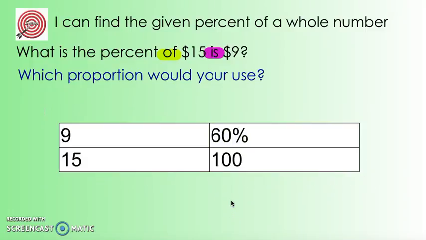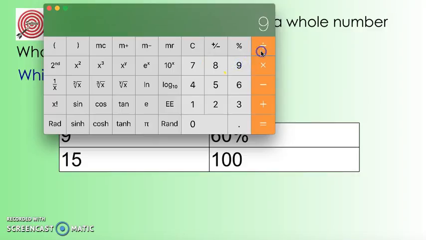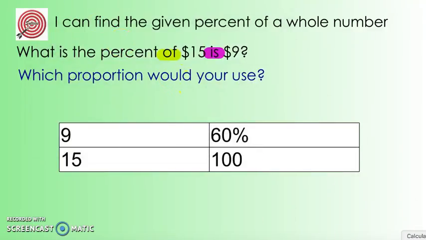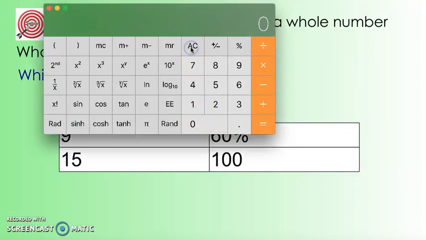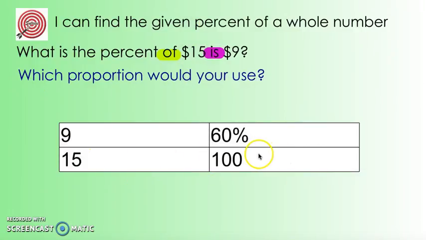Now we can even check our answer. Is 9, so watch, 9 divided by 15, that's 0.6. Is that the same as 60 divided by 100? It is. Because remember, this box is setting up two equivalent ratios or two equivalent fractions.